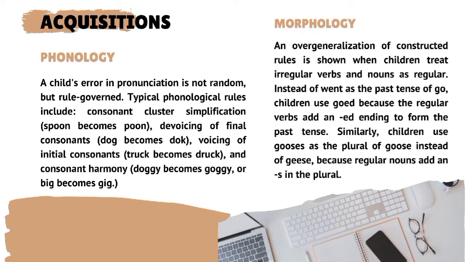Under morphology, an overgeneralization of construction rules is shown when children treat irregular verbs and nouns as regular, instead of "went" as the past tense of "go." Children use "goed" because regular verbs add an "-ed" ending to form the past tense. Similarly, children use "gooses" as the plural of "goose" instead of "geese" because regular nouns add "-s" in the plural.